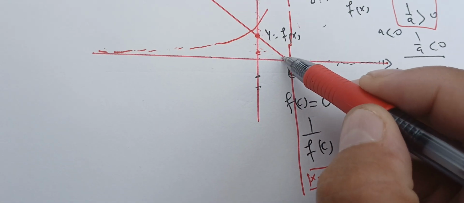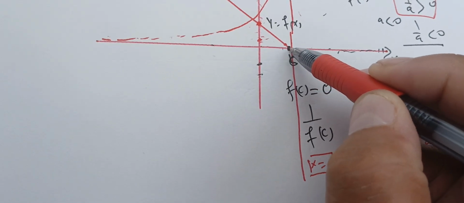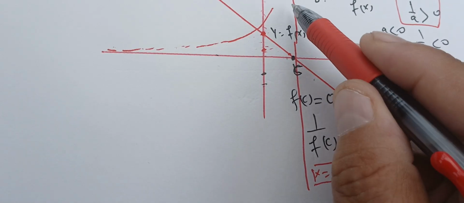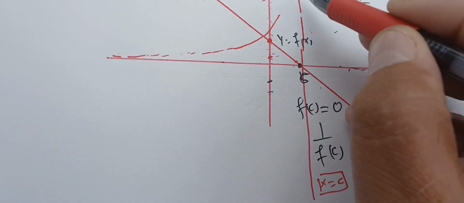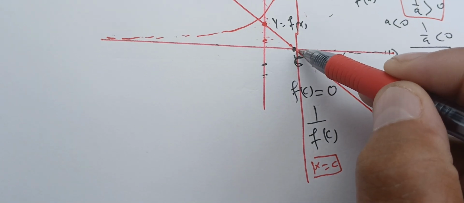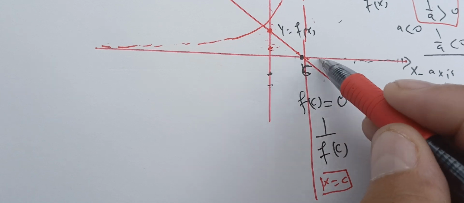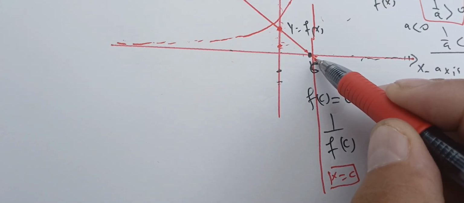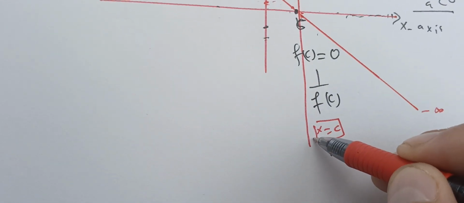Note here that as we get closer and closer to c from the left, these values are positive, but they are small. When we flip them, so 1 over small positive values, we're going to get bigger and bigger values. That's what happens here. Then we cross c. Here we have negative small values. So 1 over negative small values is going to be big negative.